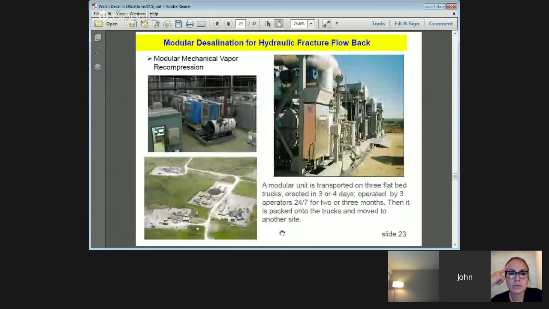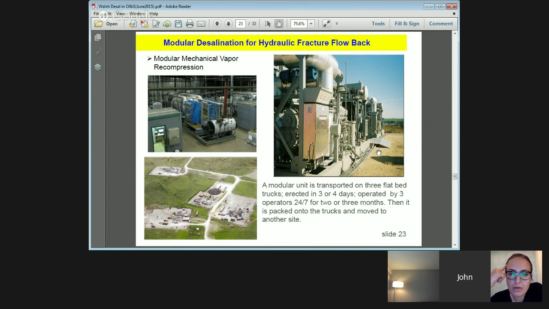So using the same kind of technology that we just talked about, instead of a permanent installation, modular units are constructed. A modular unit is transported on 3 flatbed trucks to a site. This would be a site of 1, 2, 3, 4 wells in a given location. There's a water storage pond. And then this is what the mechanical vapor compression unit looks like when it's set up. This is inside of a shed, and this one is in a location, West Texas, where an outer shed is not required.